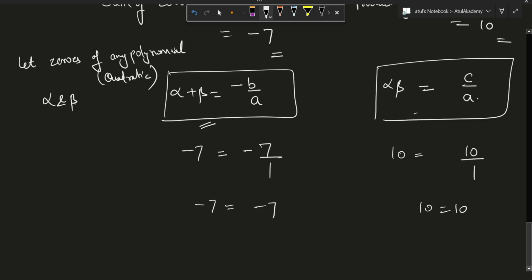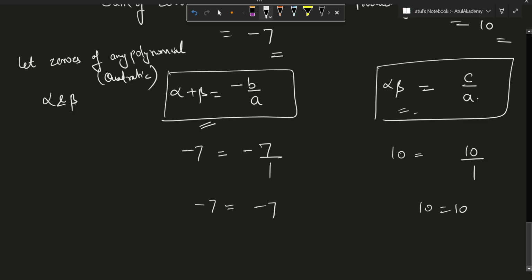What we found out is the zeros of the polynomial. Then we compared how these zeros are related to the coefficients. So we found the sum of the zeros, and we found the product of the zeros. Now let's move to a few more examples.